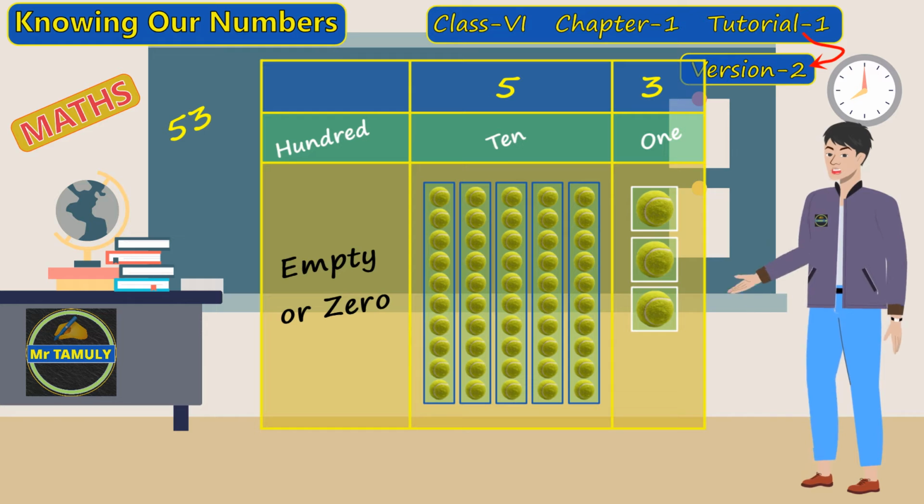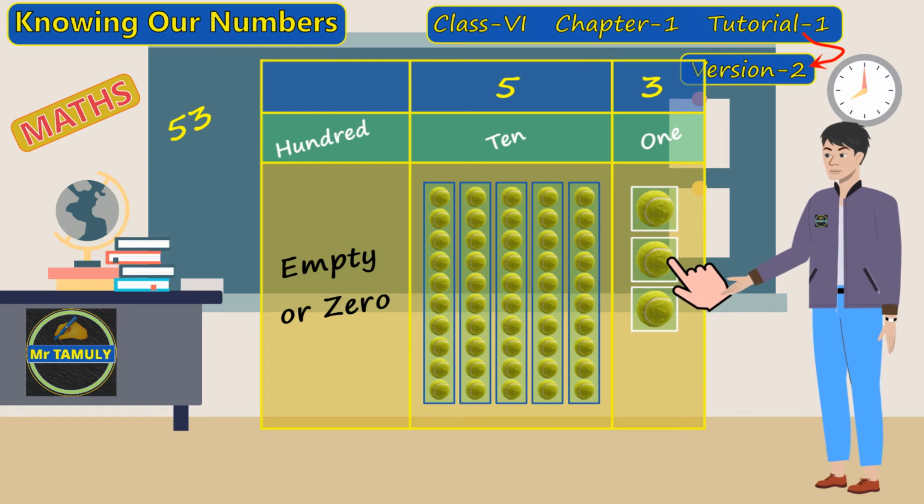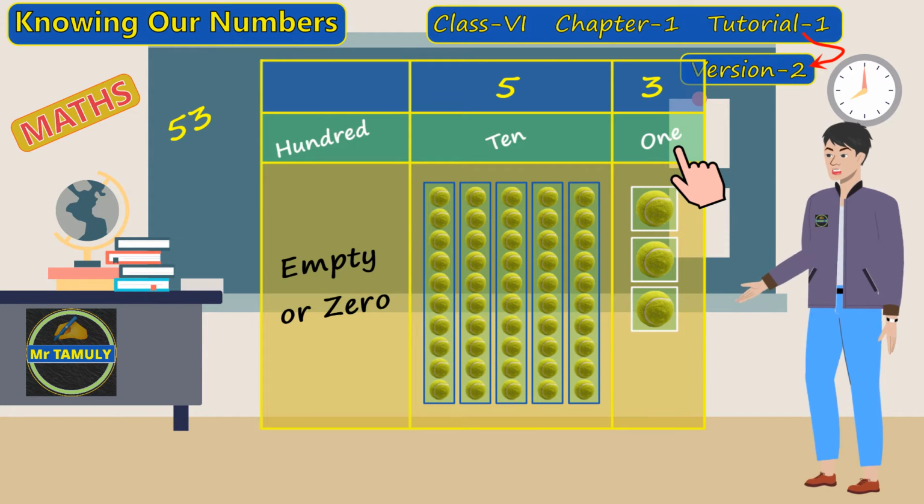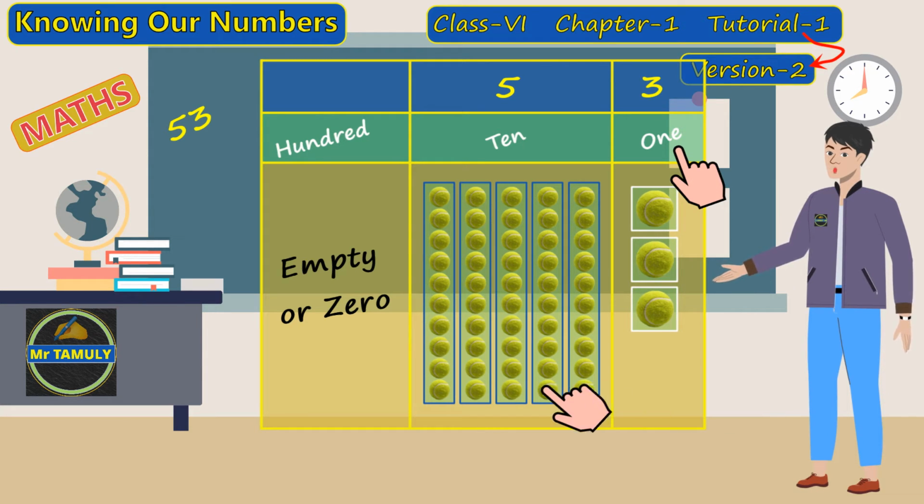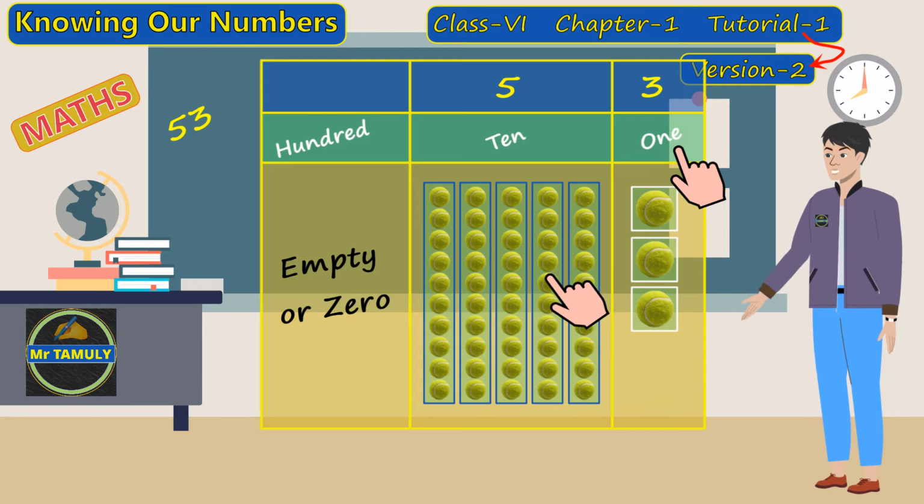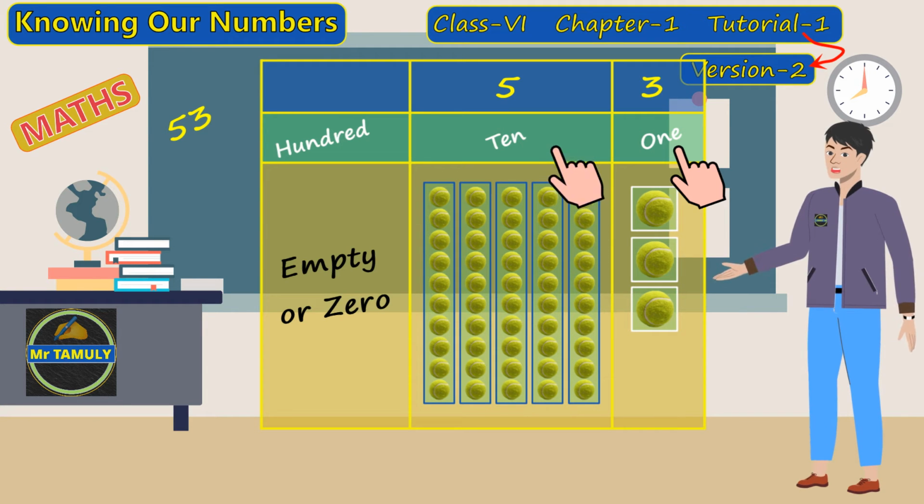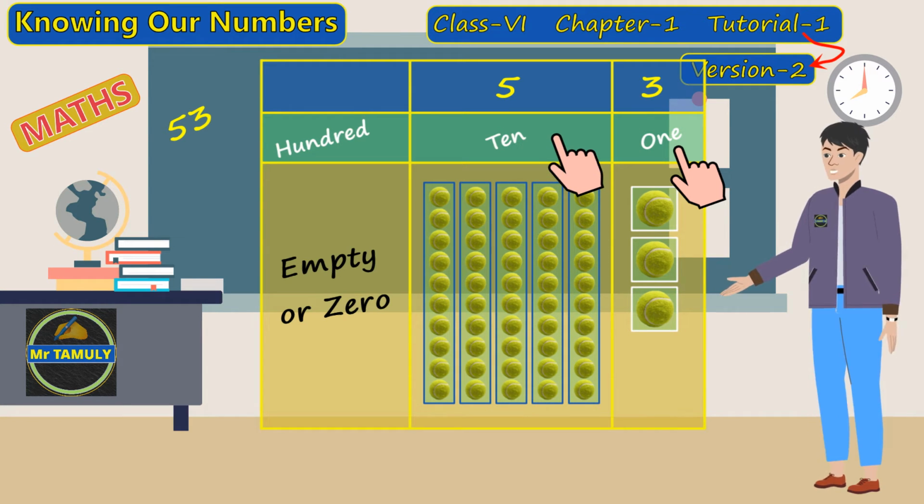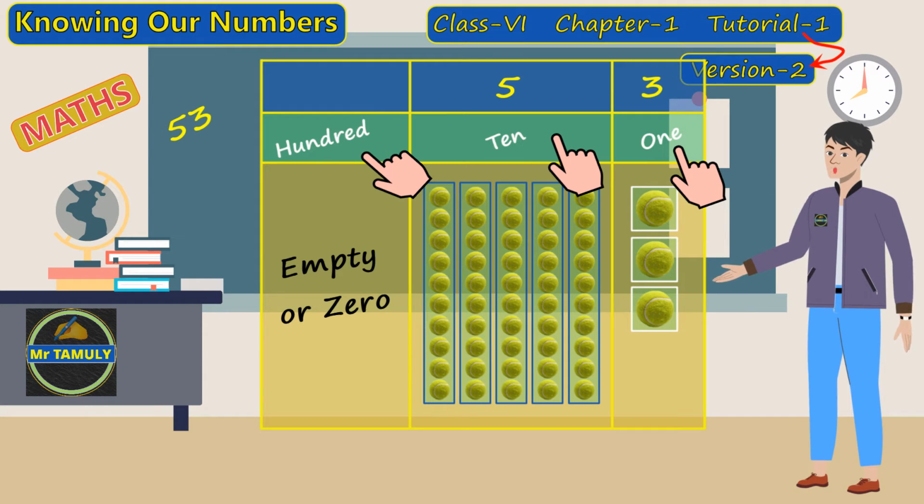So we have seen that the decimal number system is a very convenient system of counting and writing numbers. In the first place we count in ones or one by one. In other words, the place value of the first place is 1. In the second place we count in groups of tens. That means the place value of the second place is 10. Similarly, the place value of the third place is 100. And we count in groups of hundreds in the third place.